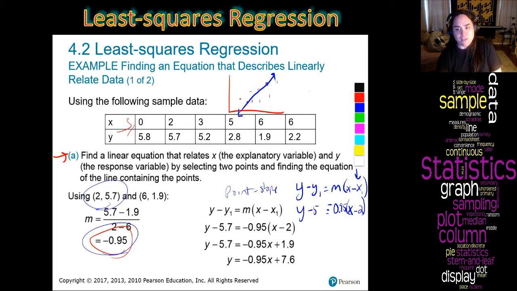So negative 5.7. And that would be a line that would fit two of the points, maybe not all of them, but at least a couple of them. It would be a decent line.